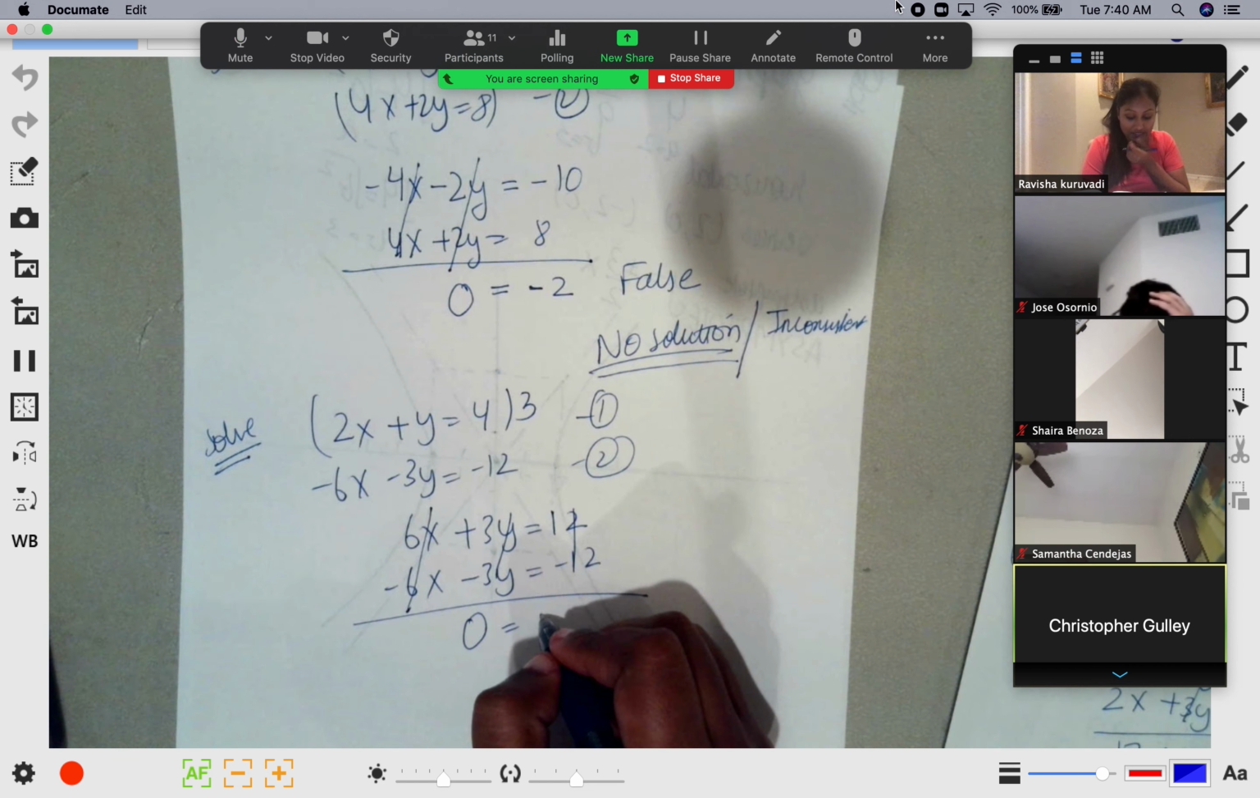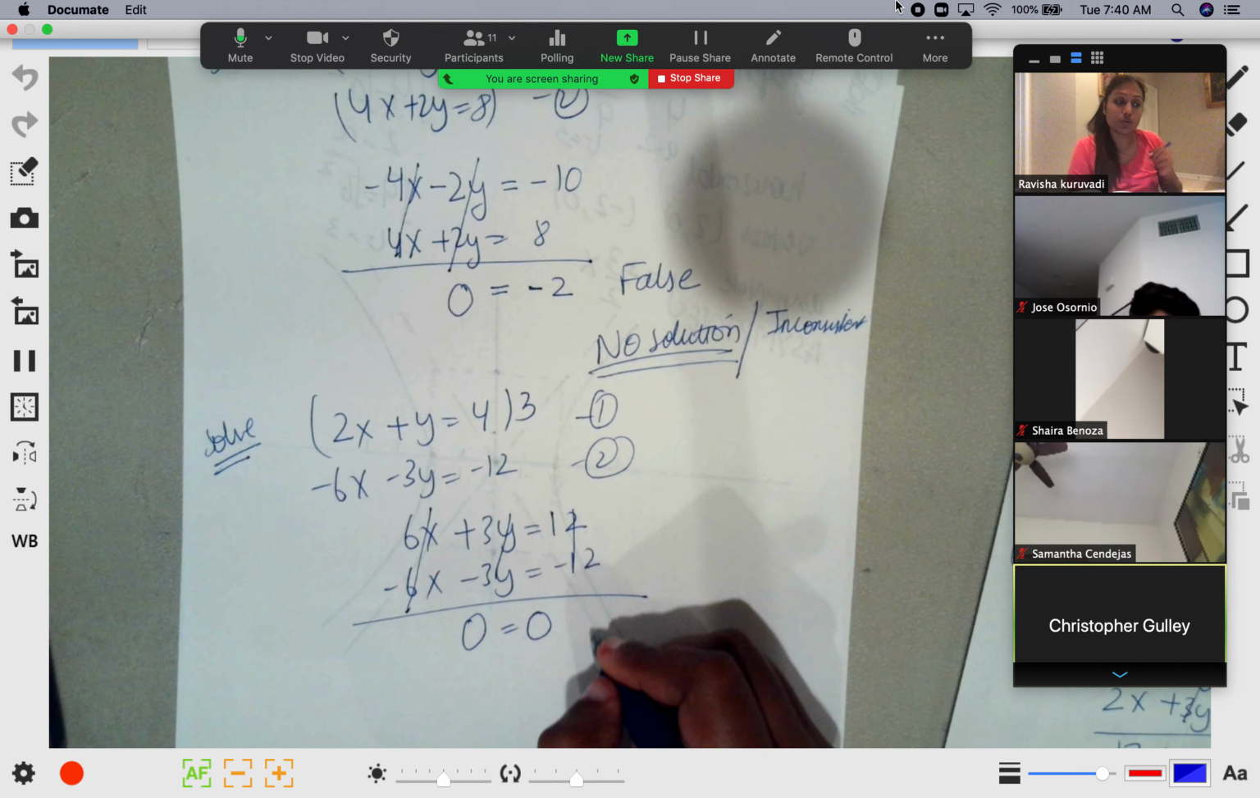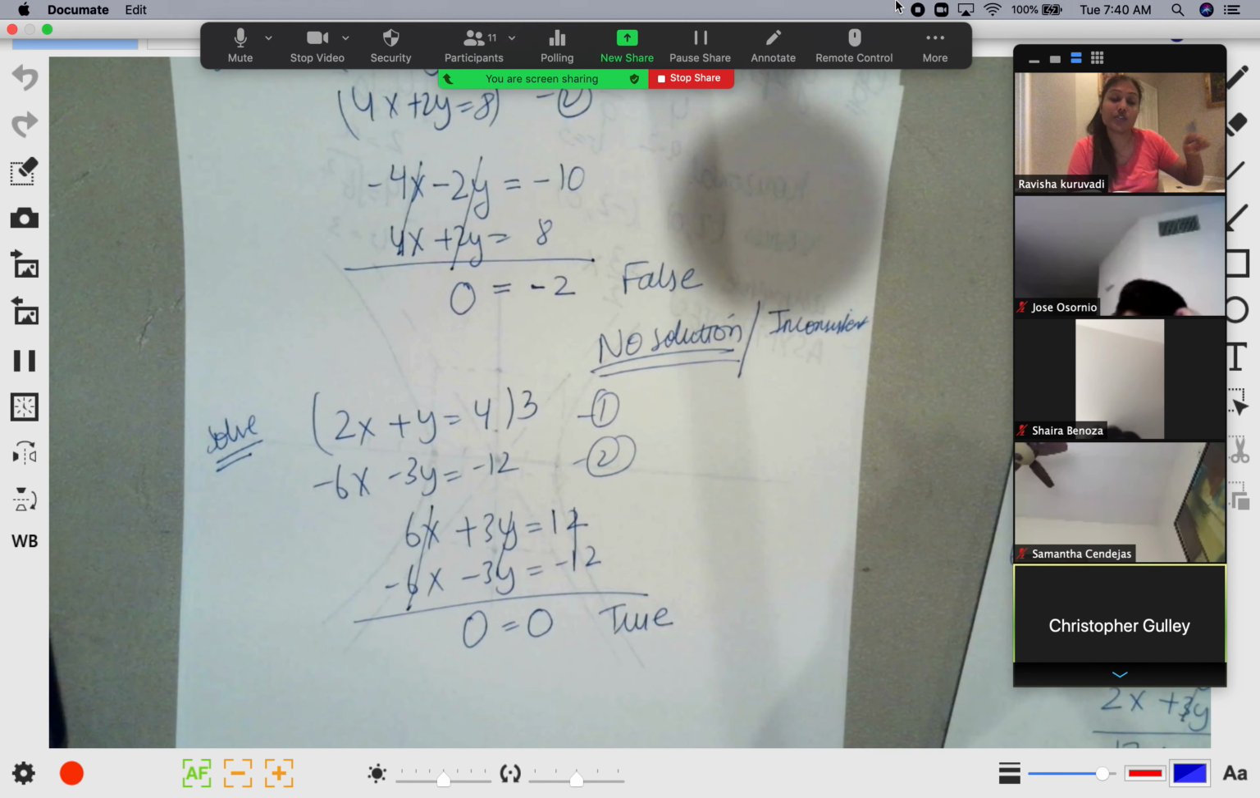Note in this case, you are getting a true answer. This is true. 0 is equal to 0. In the previous problem, you were getting 0 is equal to -2, which is false. So that means there is no solution, inconsistent.